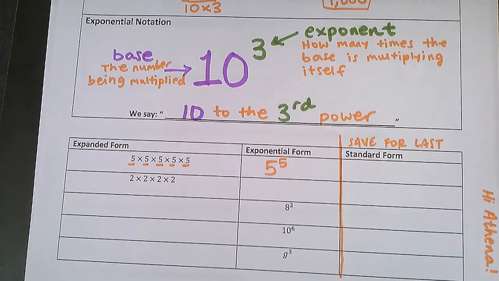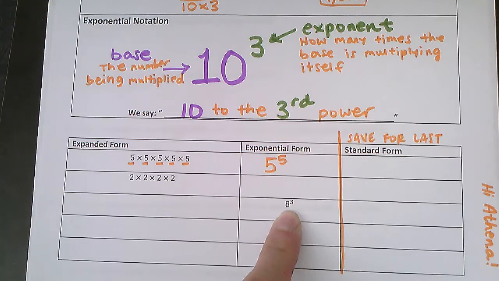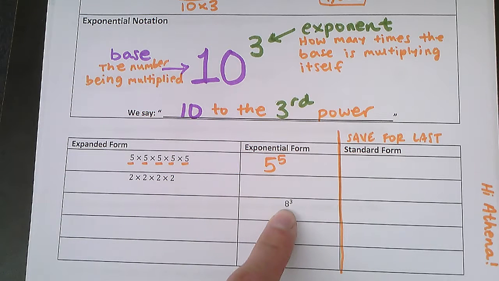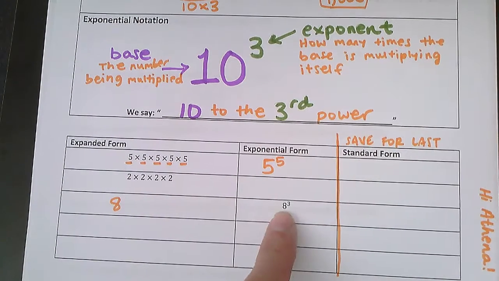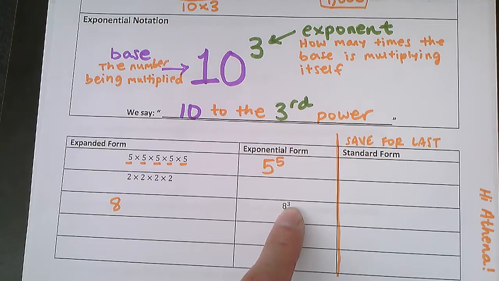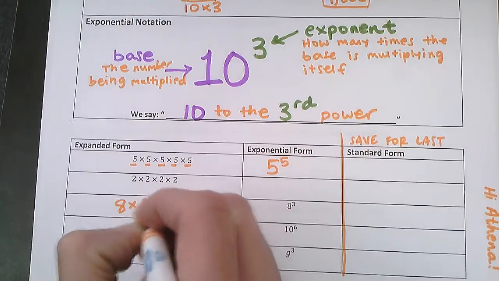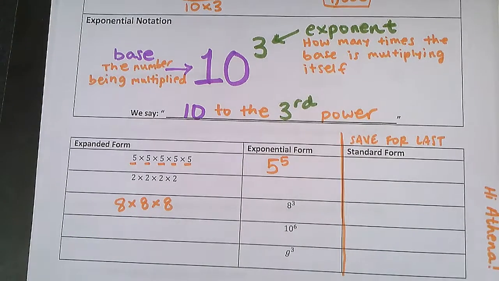That's exponential form. And when it gives you exponential form like this, 8 to the 3rd power, and you want to rewrite it in expanded form, well, you think to yourself, what's the base? It's 8. So we know we're going to have an 8. And what's the exponent? It's 3. So 8 is being multiplied with itself 3 times. So that's going to be 8 times 8 times 8. And that's expanded form.